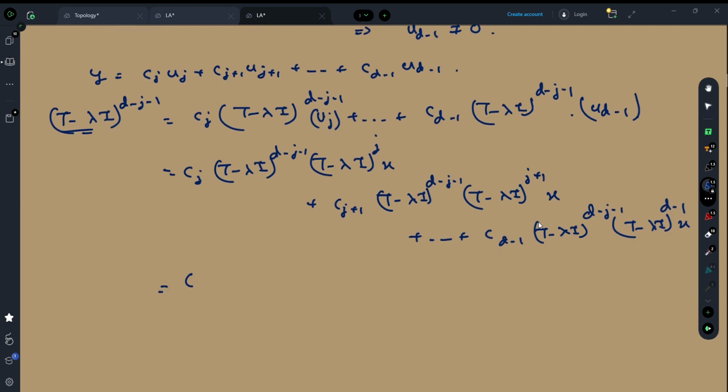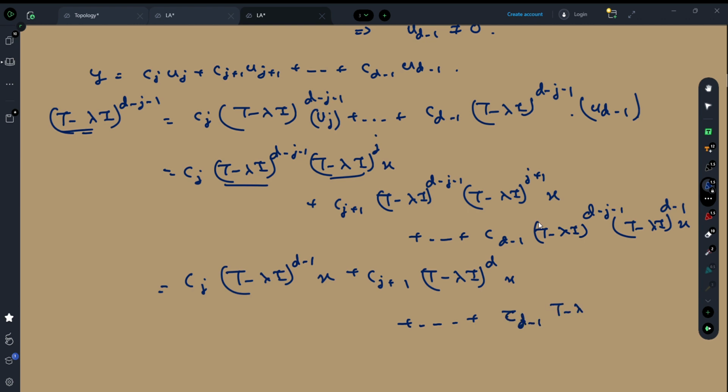Now obviously this is c_j. So this immediately becomes (T minus lambda I) to the power d minus 1 x, right? Exponent rule, obviously you can relate it. If you carefully observe, this becomes (T minus lambda I)^d x, and then the exponent will obviously keep increasing. So here you have c_{d-1} (T minus lambda I) to the power d plus d minus j minus 2, and you have x here.